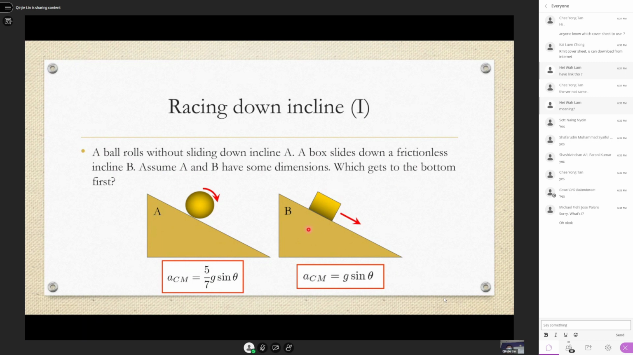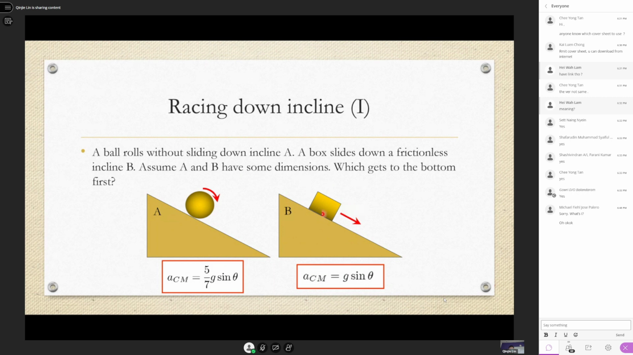Of course, the answer is already here, so let me explain. The a_CM, we have calculated, is 5/7 g sin theta for the rolling motion. Remember our box, we always draw the free body diagram. What is the acceleration? We always know that this direction pointing down is the mg sin theta, so the acceleration is just g sin theta. You compare the acceleration of this box and the acceleration of the sphere. You see that the acceleration of the sphere is lower than the box.